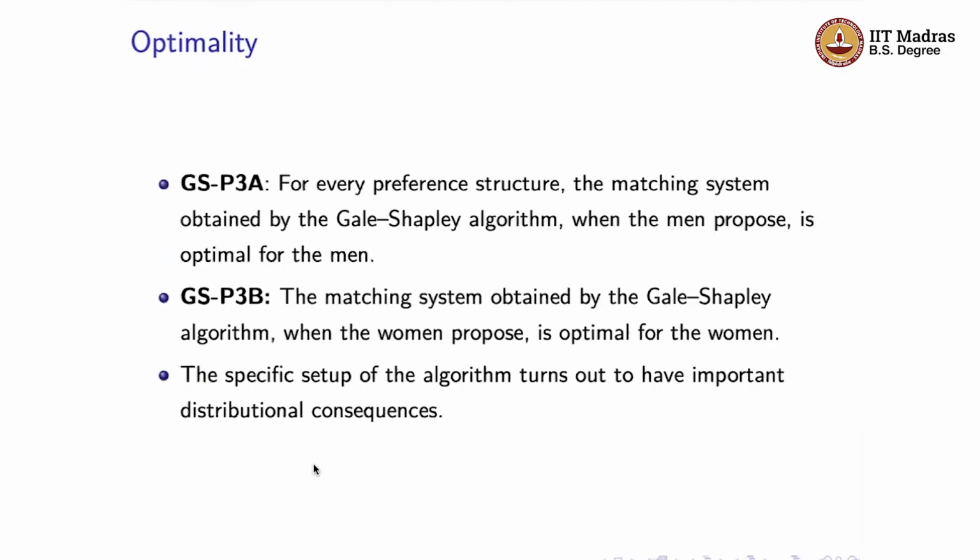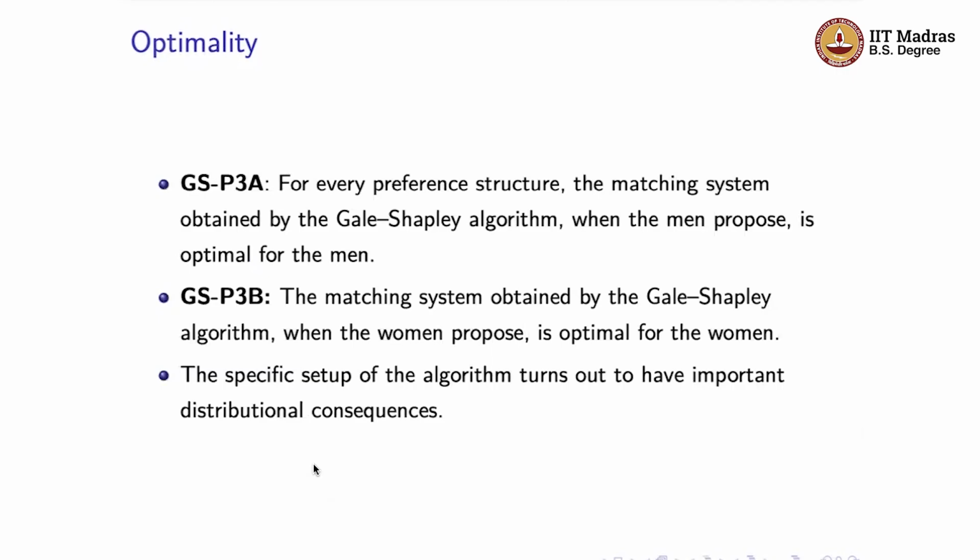Okay, so one final property, if you like, of the Gale Shapley algorithm. For every preference structure, the matching system obtained by the Gale Shapley algorithm, where the men propose, is optimal for men. So the result that we found for this example actually generalizes to any preference structure. This is what this is saying. Similarly, the matching system obtained by the Gale Shapley algorithm where the women propose is optimal for the women, right?